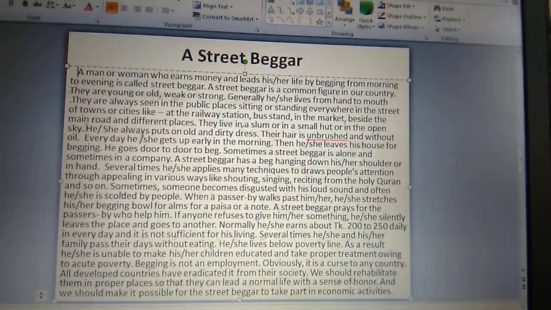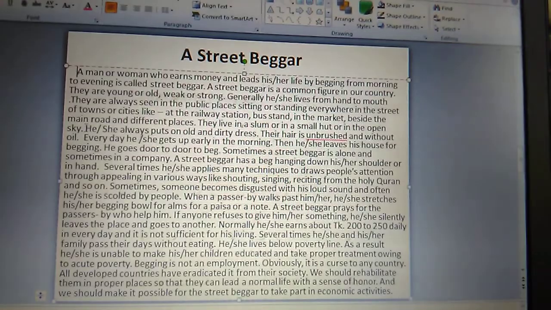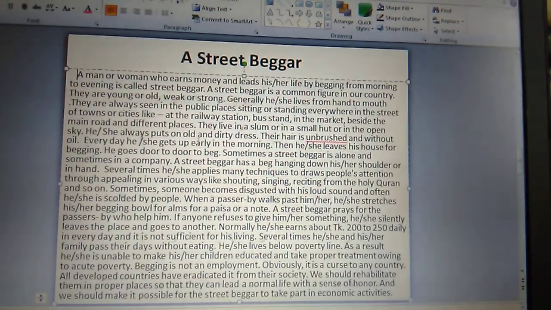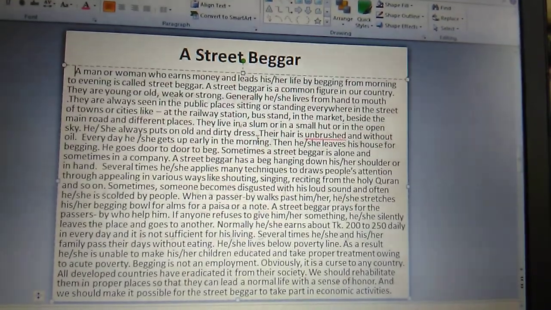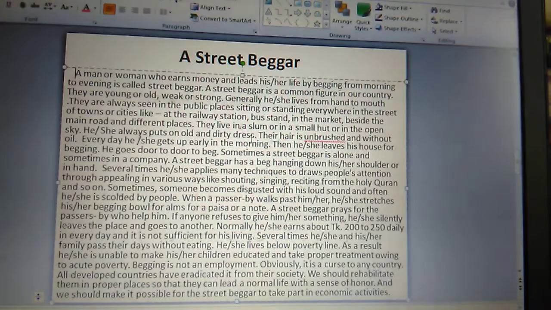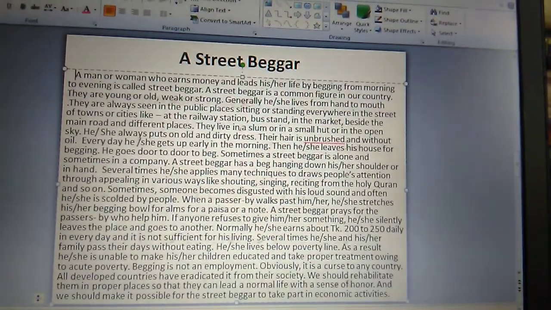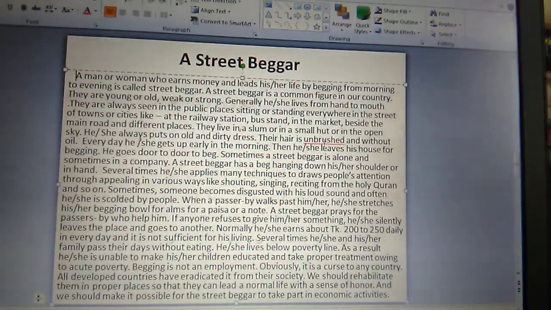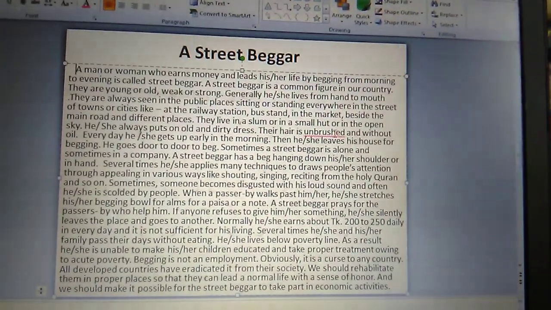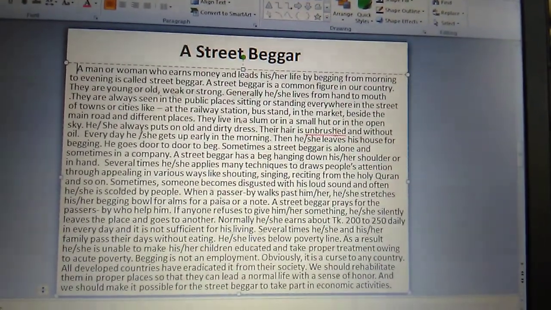You see many beggars living beside the railway station or other stations. He or she always puts on old and dirty dress. Their dress is very dirty and always old. There is no new dress for them. Their hair is unbrushed and without oil. Most of the time, if you brush your hair, you use oil, but their hair is unbrushed and without oil.